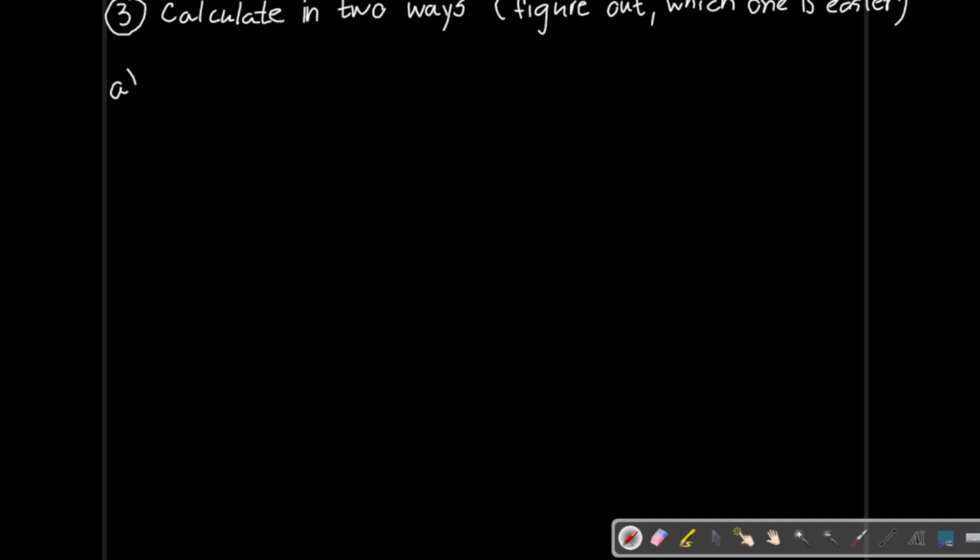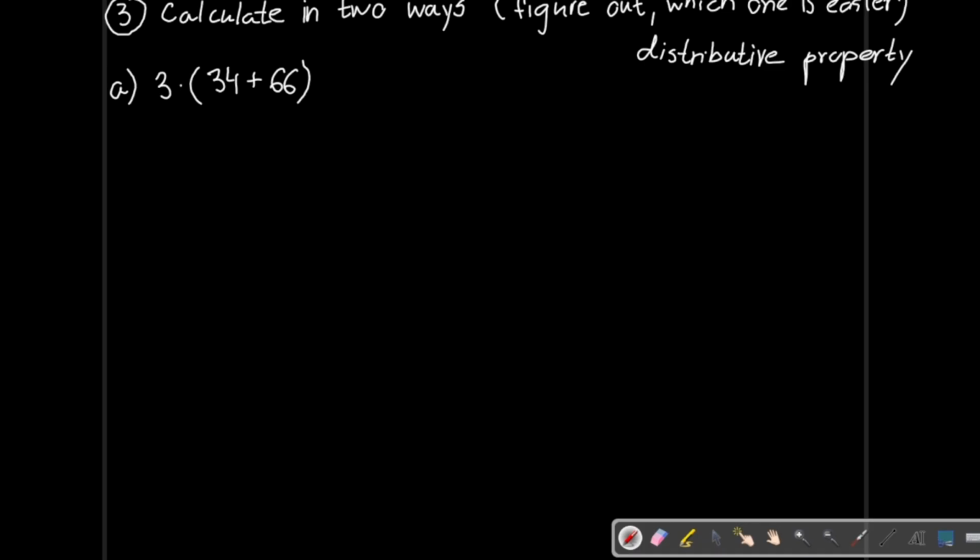Okay, so let's take a look at the first example. 3 times 34 plus 66. So there is another property which I haven't talked about yet, and it's called a distributive property. And distributive property, and that's kind of a combination of multiplication and addition.